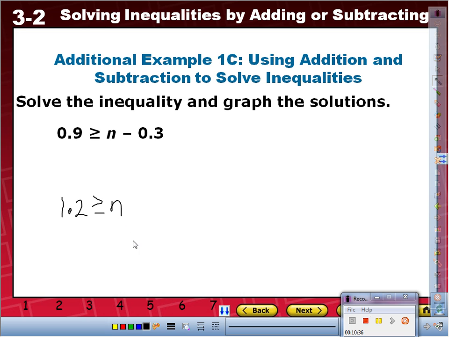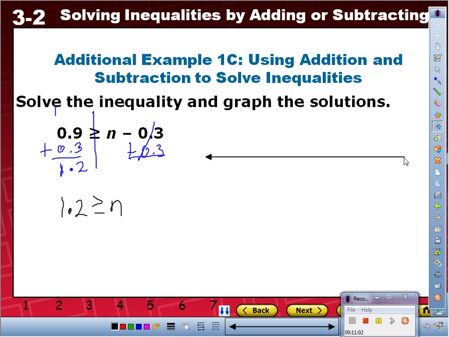Okay, so let's see. Here goes the process. Plus 0.3, plus 0.3. These cancel. 9 plus 3, that's 12. I bring the decimal down. 1 plus 0 is 1. That's how we get this. And our graph, let's see. Here's 0, here's 1, here's 2. 1.2 is about right here.